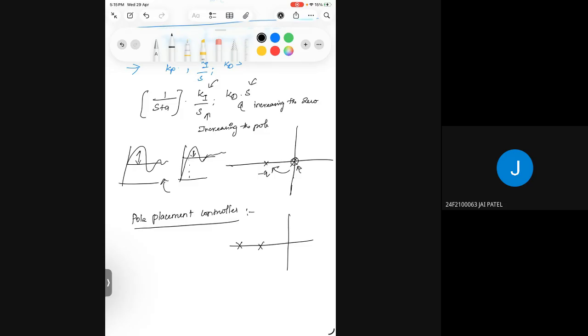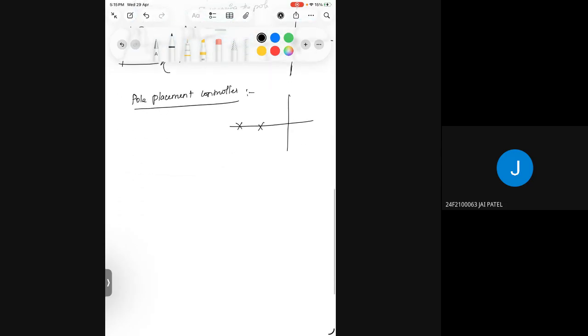Any doubt in the introduction? Why we need it, what is the necessity of it?